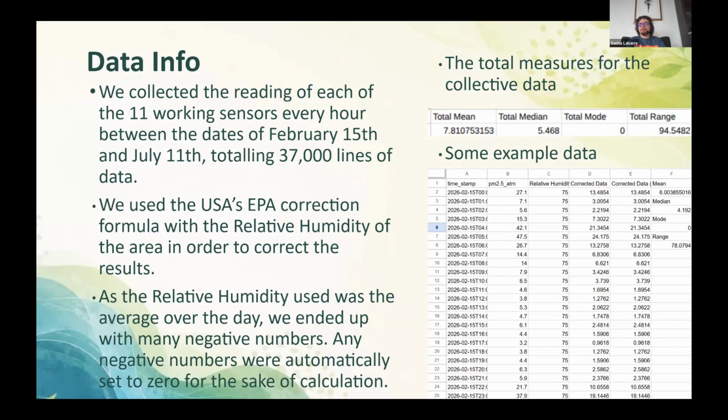We did get a lot of results going to the negatives, which were corrected to zero, since you can't have negative values. We also have some example data here. There's a lot more than that, but I couldn't really fit it in a readable manner. And we have the total measures over the whole data over there. Here, I'll give it a second to let that be read.